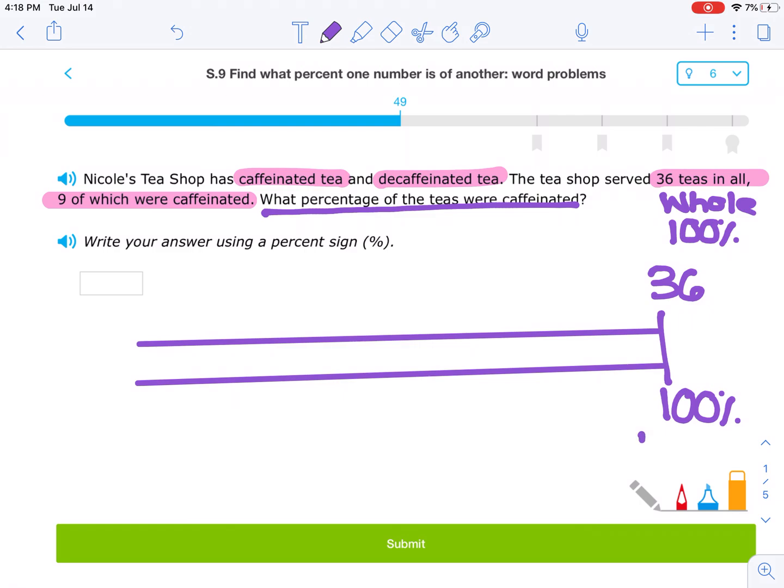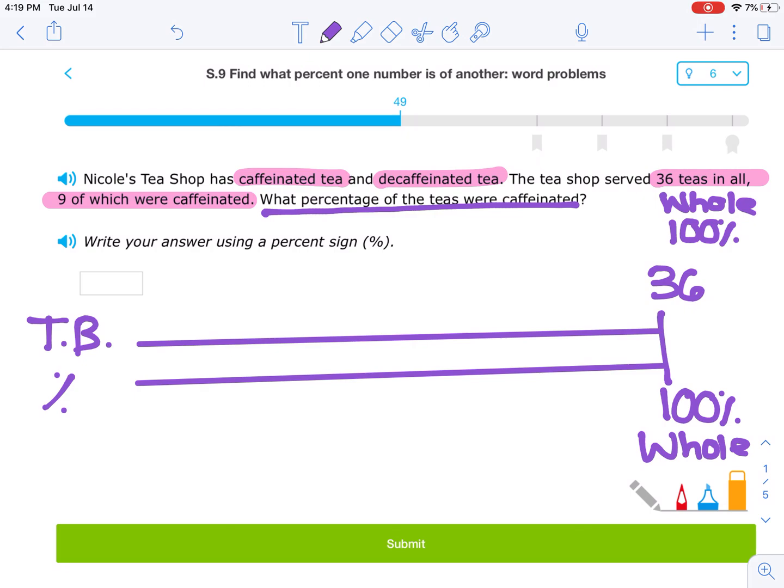Both of these represent whole amounts. One is just the whole amount written in percent form. The other is written in the tea bag form. So I'm going to write TB for tea bags. And then I'm going to put a little percent sign to remind us that the bottom line is percentages. So it says Nicole's tea shop has caffeinated and decaffeinated. The tea shop served 36 teas in all. So I have the 36 above 100%.